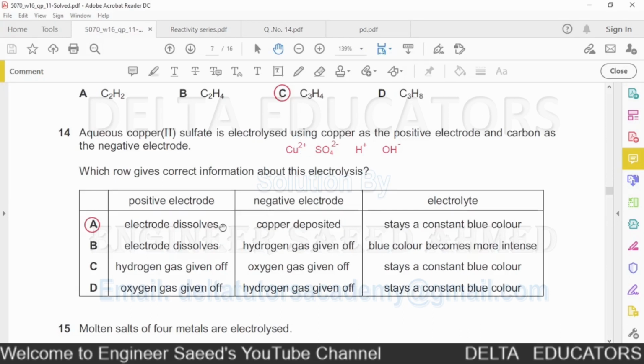Since here all the points fulfill the condition, so here our correct option is option A.